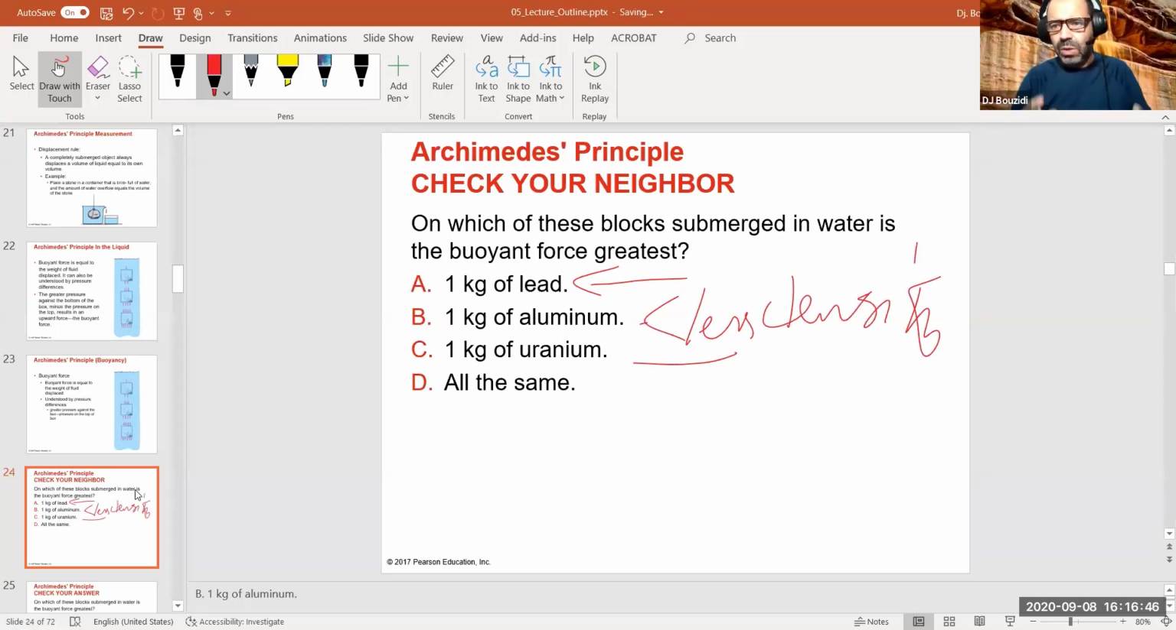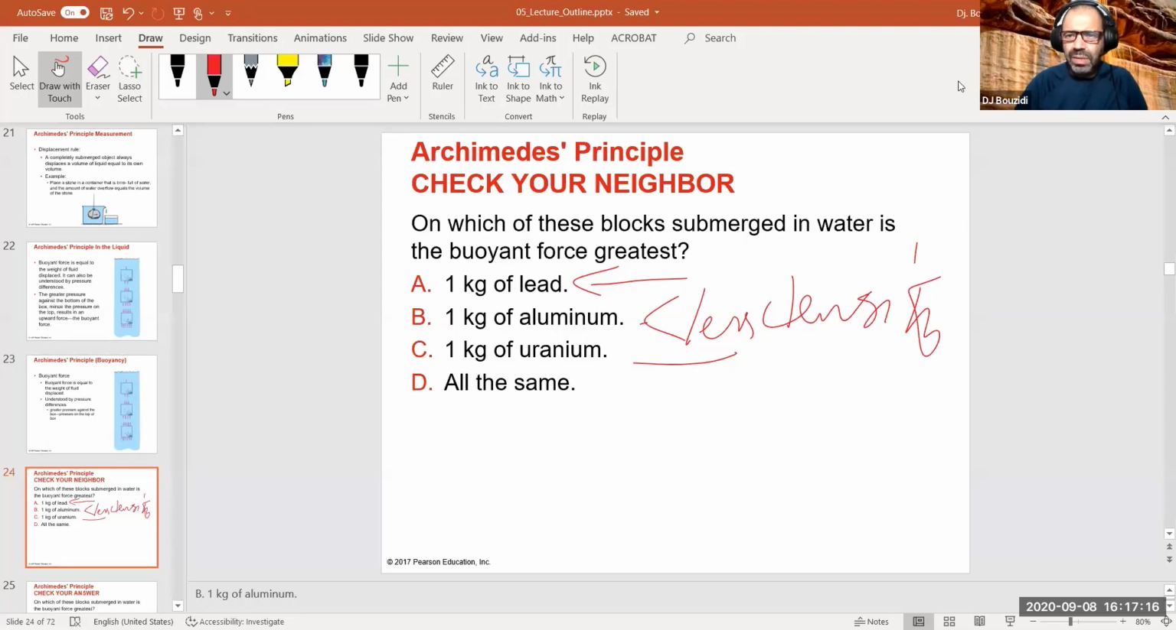For the same 1 kilogram, I will have more volume of aluminum than volume of lead or volume of uranium. In this case, it's going to displace more water because it has bigger space. It's going to move more water when it sinks in. So the water should exert the greater force of the 3. The correct answer should be aluminum. Does this make sense to you guys?